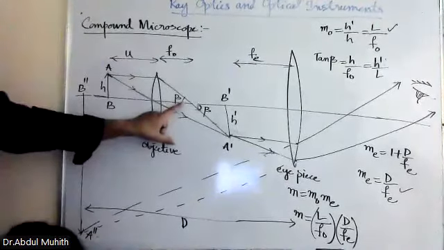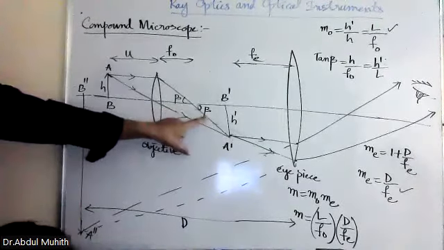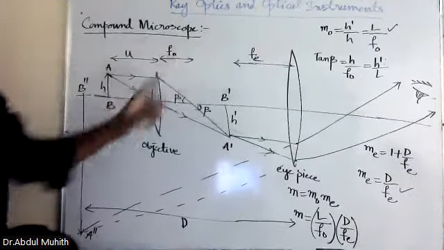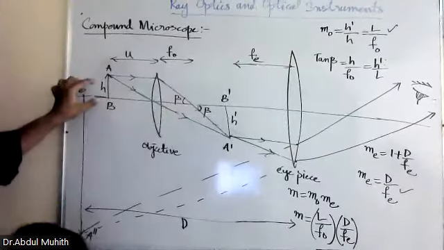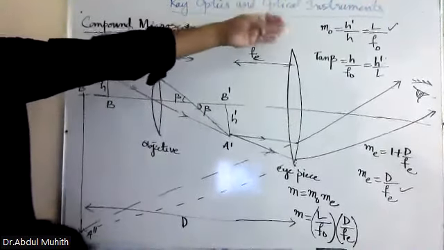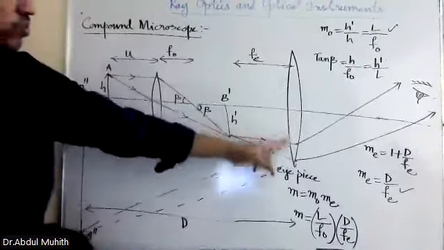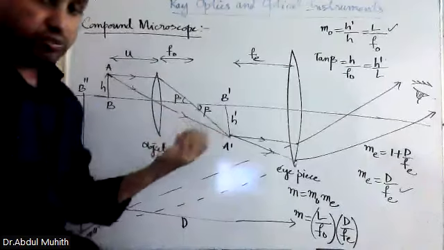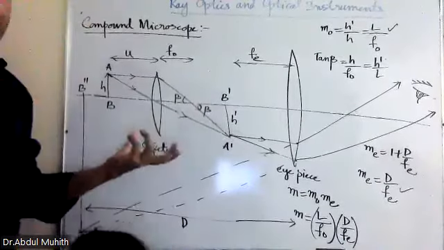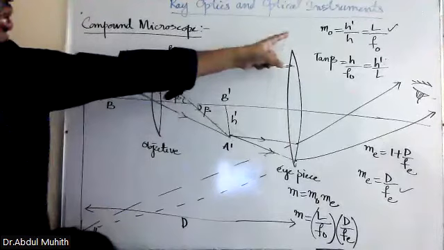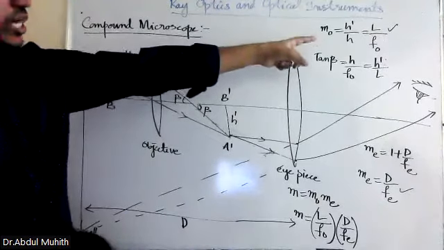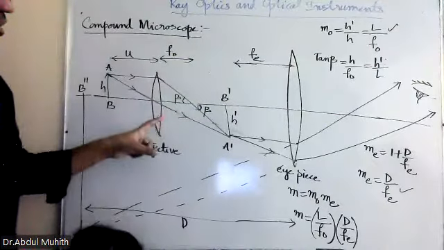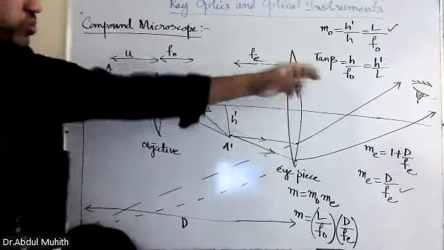Now the angle subtended by the image is beta. If you take the magnification of the objective, M0 is equal to h dash by h, which is also equal to L by F0. And tan beta is equal to h dash by f, which is also equal to h by L.